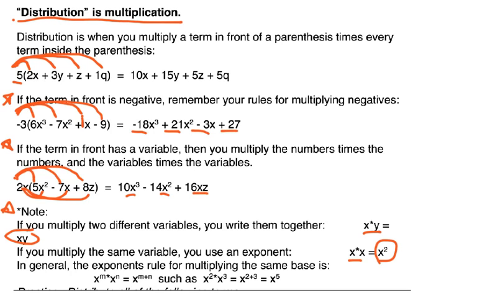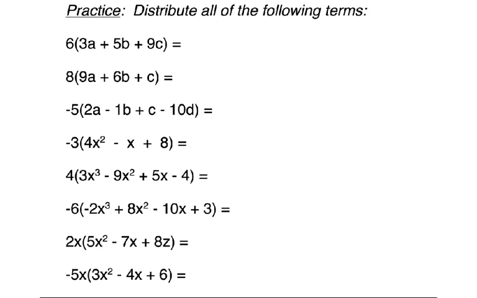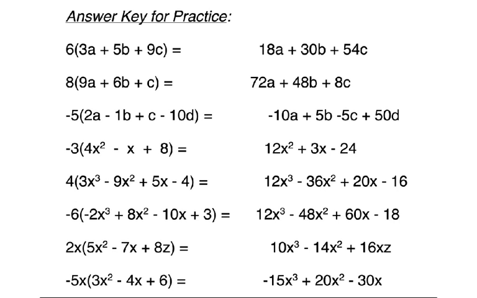In general, the exponent's rule for multiplying the same base is x to the m times x to the n equals x to the m plus n, such as x squared times x cubed is really you add the 2 plus 3 to create x to the 5th. Here are some practice problems for you to do. Hit pause and take a moment and try them out. Then you can go to the next page and take a look at the answer key.